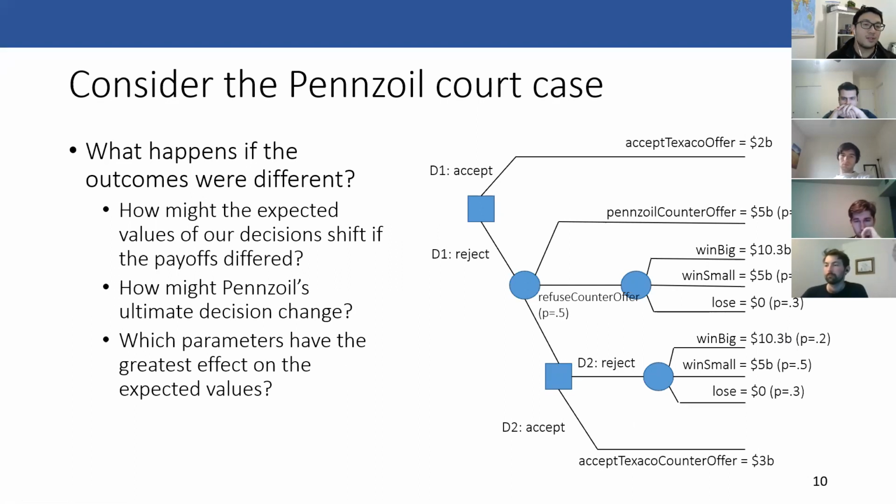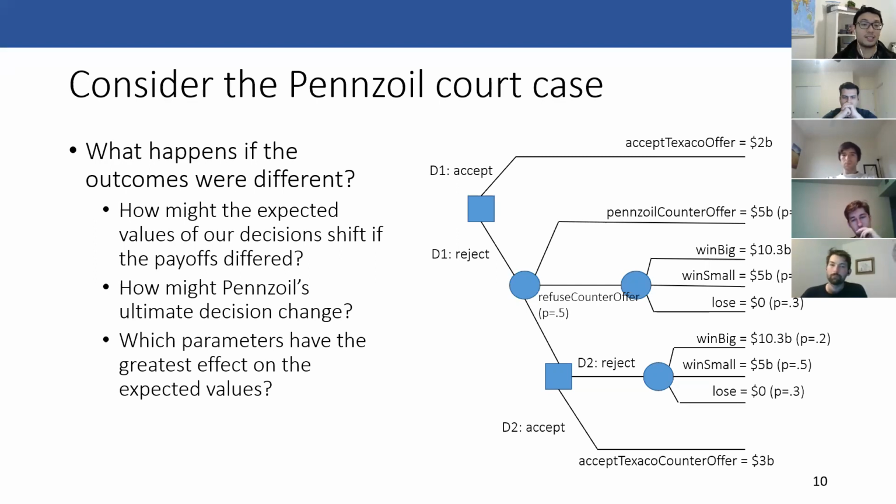So then, for both of these decisions, you've got your two decision nodes, and one thing that we might want to investigate is what happens if the outcomes are different. If the expected values of our decisions shift, if the payoffs are different, you could even shift, for example, the probabilities of particular outcomes and see how that might affect the outcome as well.